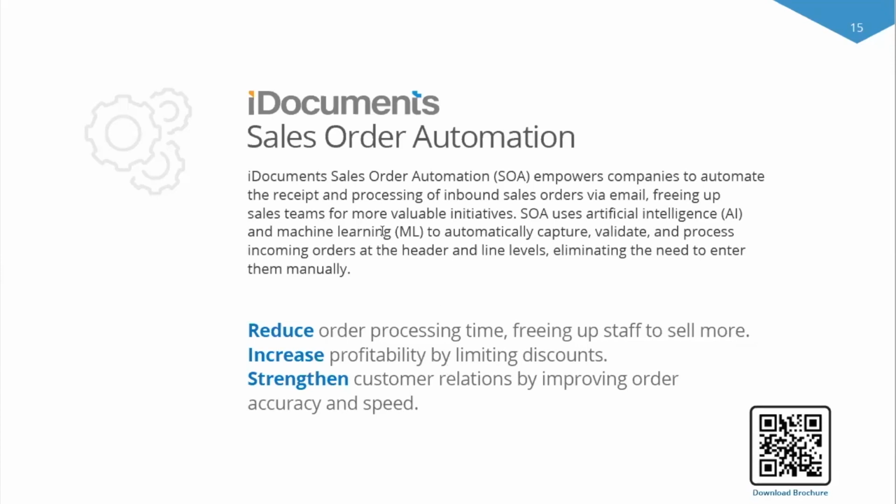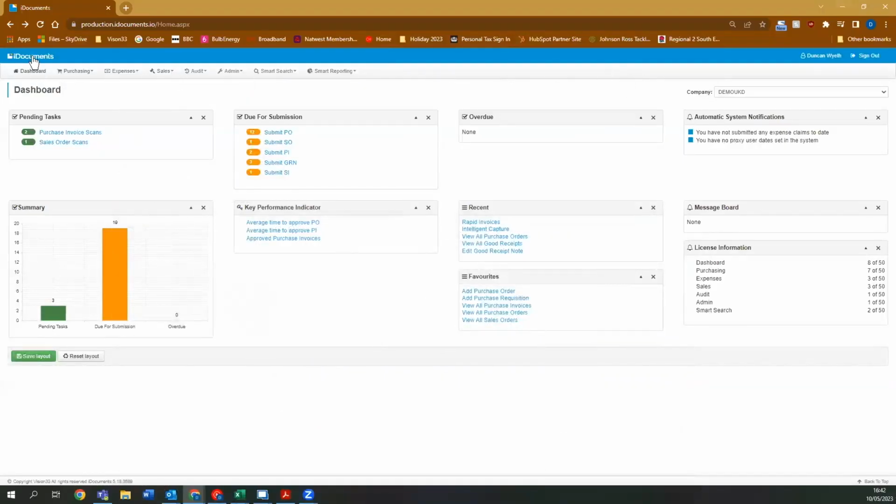So 3 key areas: purchasing, sales, and expenses. We're going to focus a short presentation on the product now, on the purchasing capability. So I'm going to log in. I think if I try and do anything now, it's going to ask me to log into iDocuments.